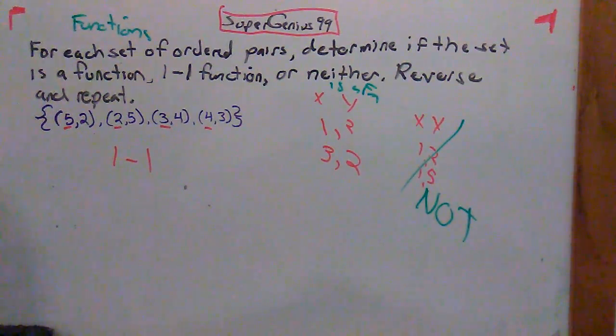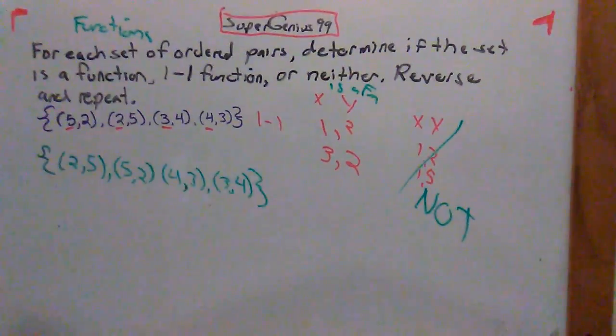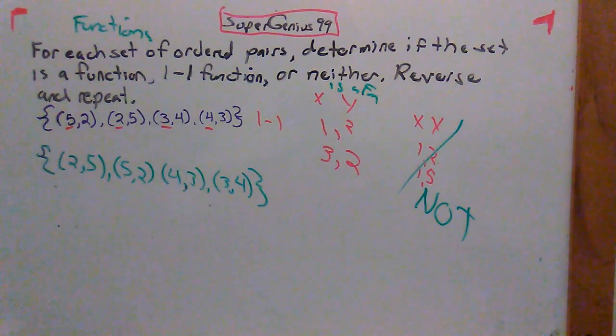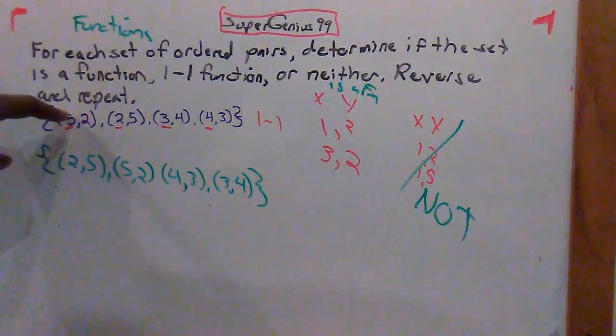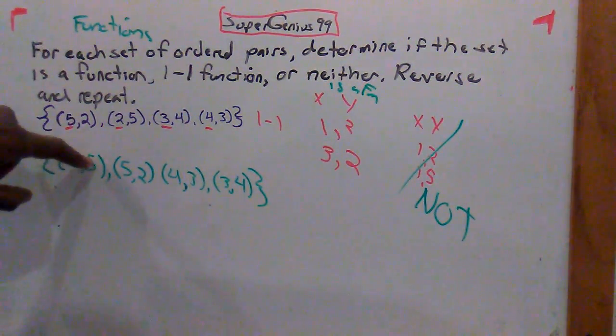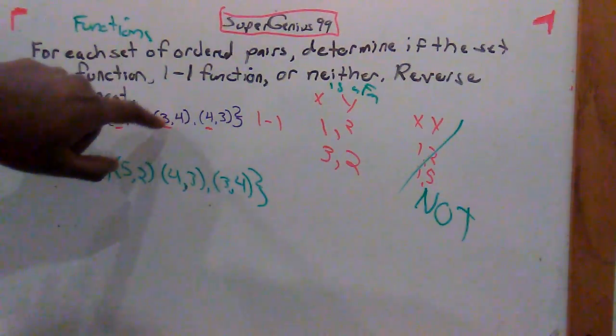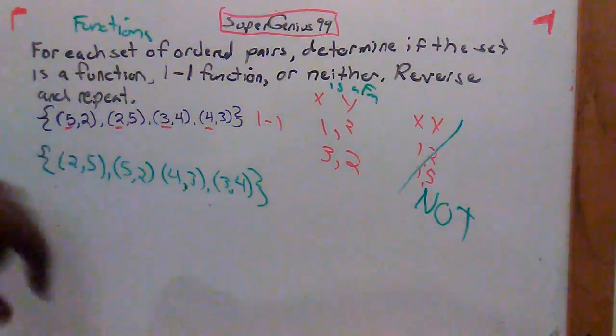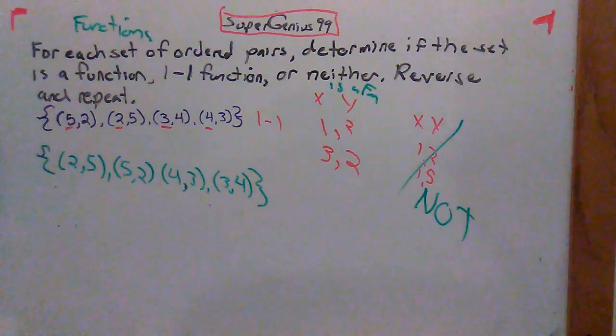Okay. Now the instructions said to reverse this, so I'm going to pause and then reverse. Okay, so I reverse. So there was a 5, 2, now it's 2, 5, right? 2, 5, 5, 2, 3, 4, 4, 3. So I reverse all the inputs and the outputs. Now let's go through it again and see if this is a function.